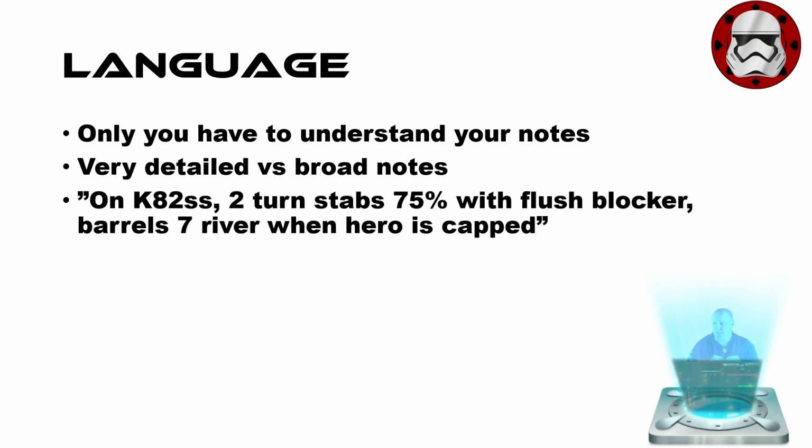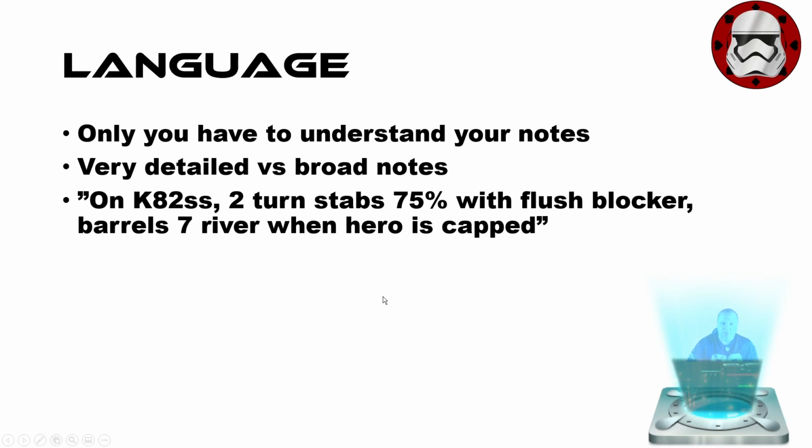Example, detailed note. On king 8 deuce, single suited, 2 turn, so the turn is a deuce. Opponent stabs 75% of the pot with flush blocker and barrels 7 river when hero is capped. And we could go even more detailed, hero is capped on the flop and turn, blah blah blah. Flush blocker with certain types of hands and so on and so on. So very detailed explanation, what happened, what's the table, what's the turn, what's the sizing, was hero capped or not, it's relevant information. Very detailed note about the situation. But now it's a lot of words, it's like 15 words with numbers.